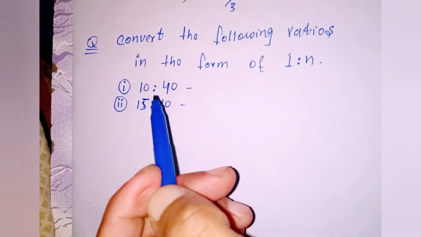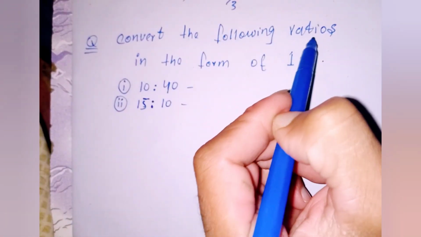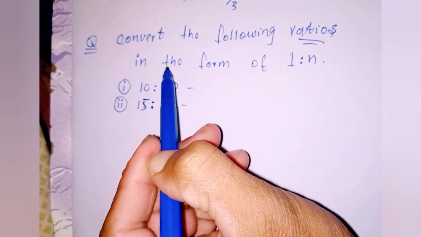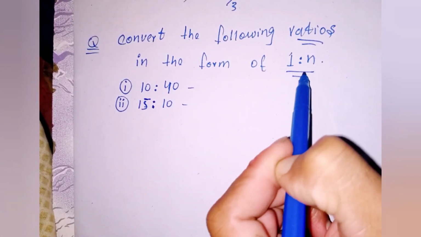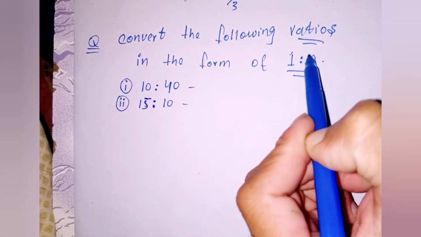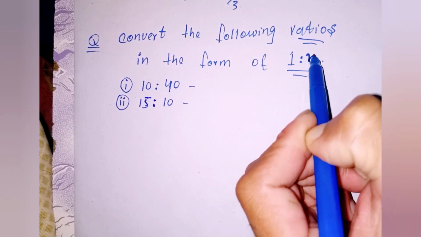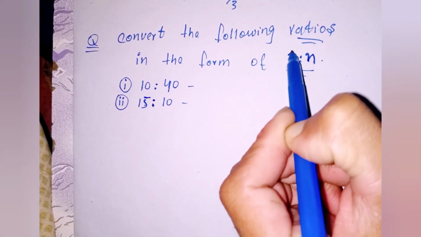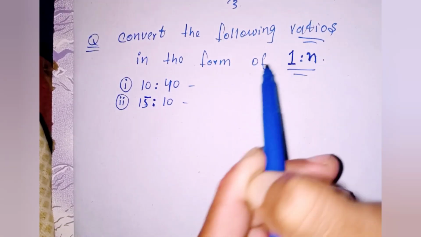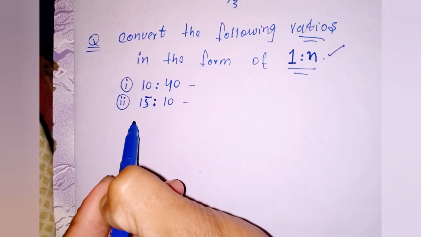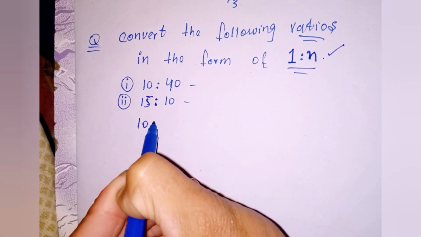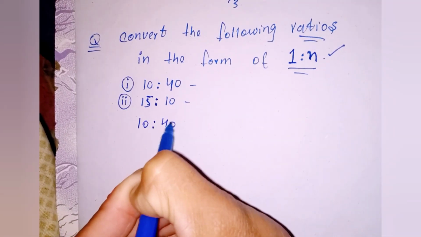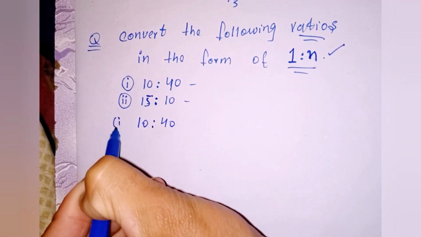Now we have one more question. Convert the following ratios into the form of 1 ratio n. So here we have to simplify the given ratio into 1 ratio n. n can be any number. Here we are given 10 ratio 40. This is question number 1.